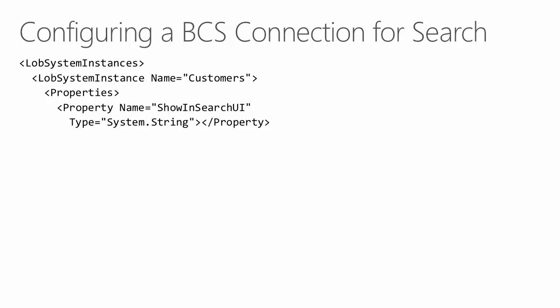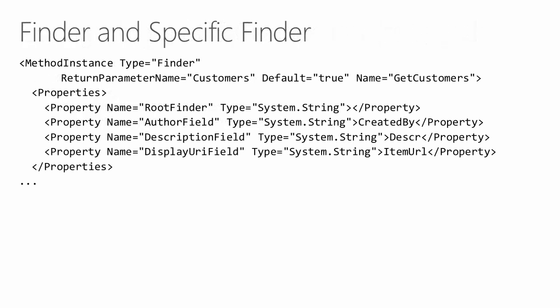So what we just saw in the demo, I have on this slide just to make sure that you guys have it for future reference. One of the keys for the user interface in search to light up and know that the BCS content source is actually available for crawling is the property called Show in Search UI. As long as you've got Show in Search UI and you have a finder and specific finder that are going to return all of the entities as well as one entity at a time by ID, you'll be able to crawl your content. Now, in my scenario, I'm using a data source. So because I'm using a database that has no web UI, I have to create my own web UI. And we'll be doing that in subsequent demos. But if you already have a web UI, then you can use the display URI field property with the URL that you'll build up using your entity to be able to render your results.